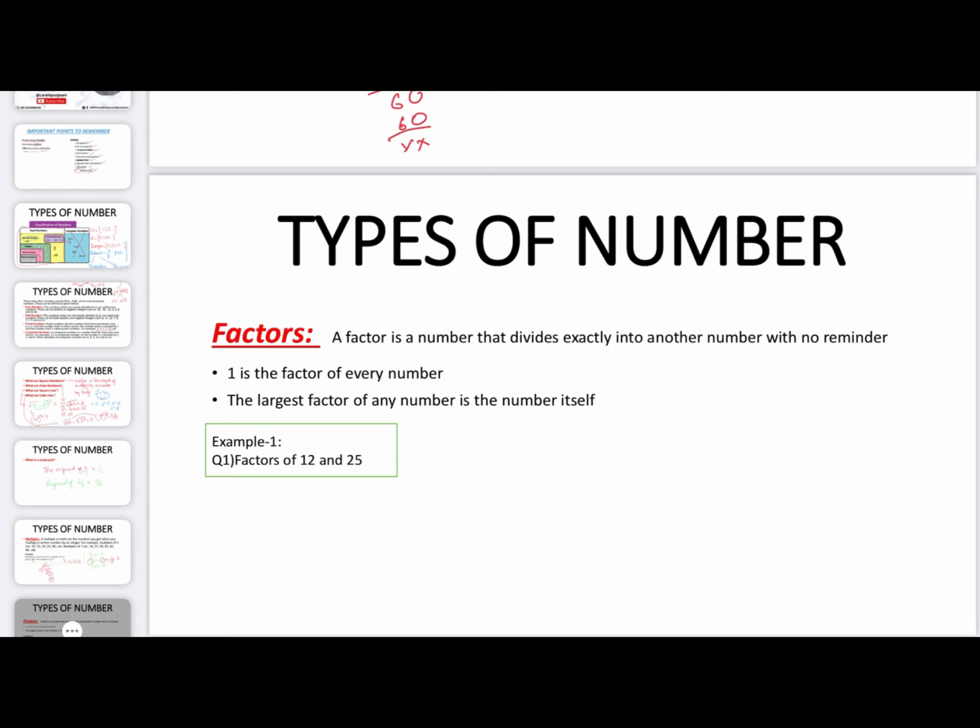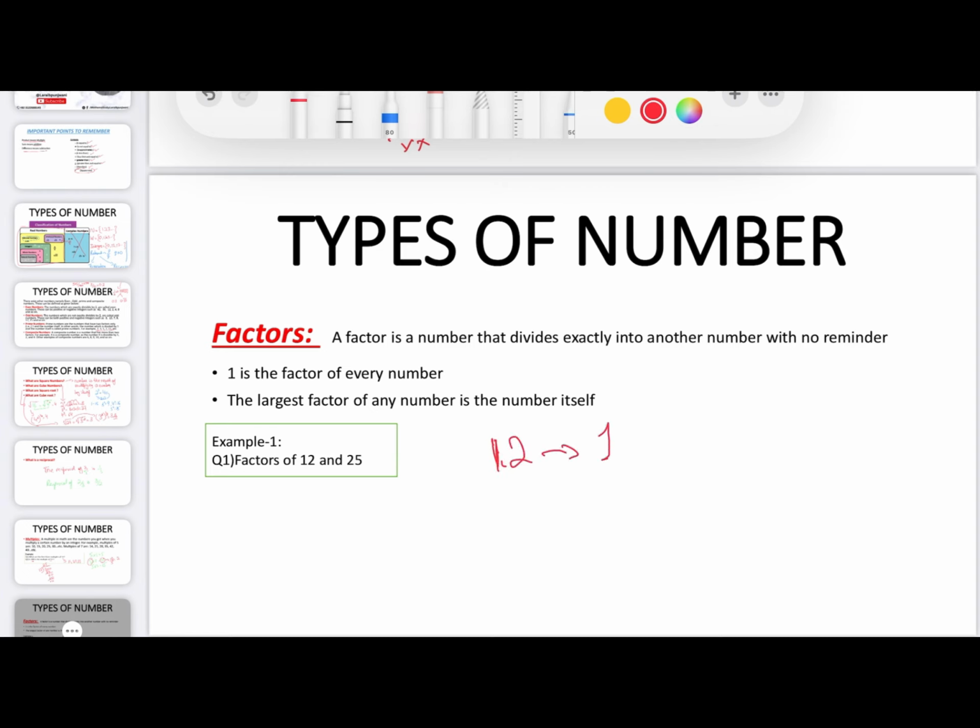Now we have factors. A factor is a number that divides exactly into another number with no remainder. So, a simple definition: a factor is a number that divides exactly into another number with no remainder. 1 is a factor of every number, and the largest factor of any number is the number itself. For example, the factors of 12. I need to write down the factors of 12, which can divide 12 exactly.